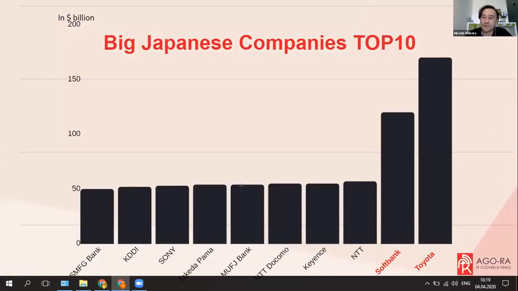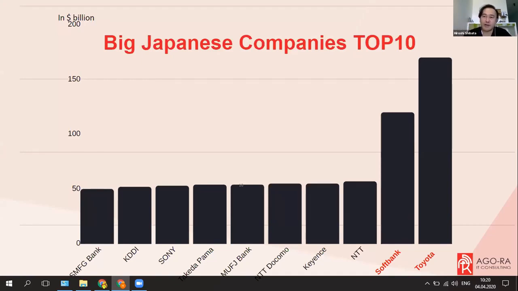And there are a lot of big Japanese companies. If you look at South Korea, for example, there are Samsung, Hyundai, LG. Those take up probably 60 or 70% of the GDP. So if one company collapses, then the whole economy collapses.